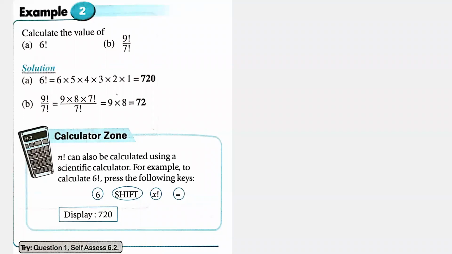So let's see, 6 factorial. 6 factorial is 6 times 5 times 4 times 3 times 2 times 1, so it's 720. And 9 factorial divided by 7 factorial. 9 factorial is 9 times 8 times 7 factorial. The 7 factorials cancel, so you are left with 9 times 8, which is 72. You can use your calculator: 6, shift, x factorial, equals, and you will see it becomes 720.